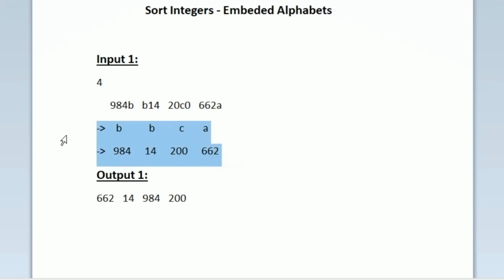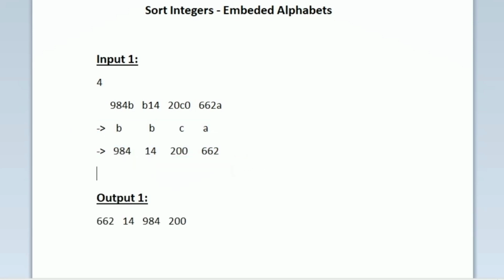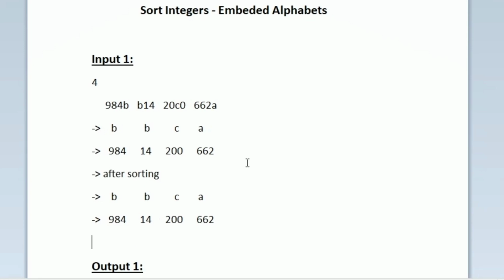Now let us see how we will be sorting the integer array based upon the alphabet array. When we sort the alphabet array in ascending order, the first character which we get is a. The integer embedded with it is 662. So first we write a and 662, and then the next smallest alphabet is b, but here we have two occurrences of b. So next we have to compare based upon the integer.